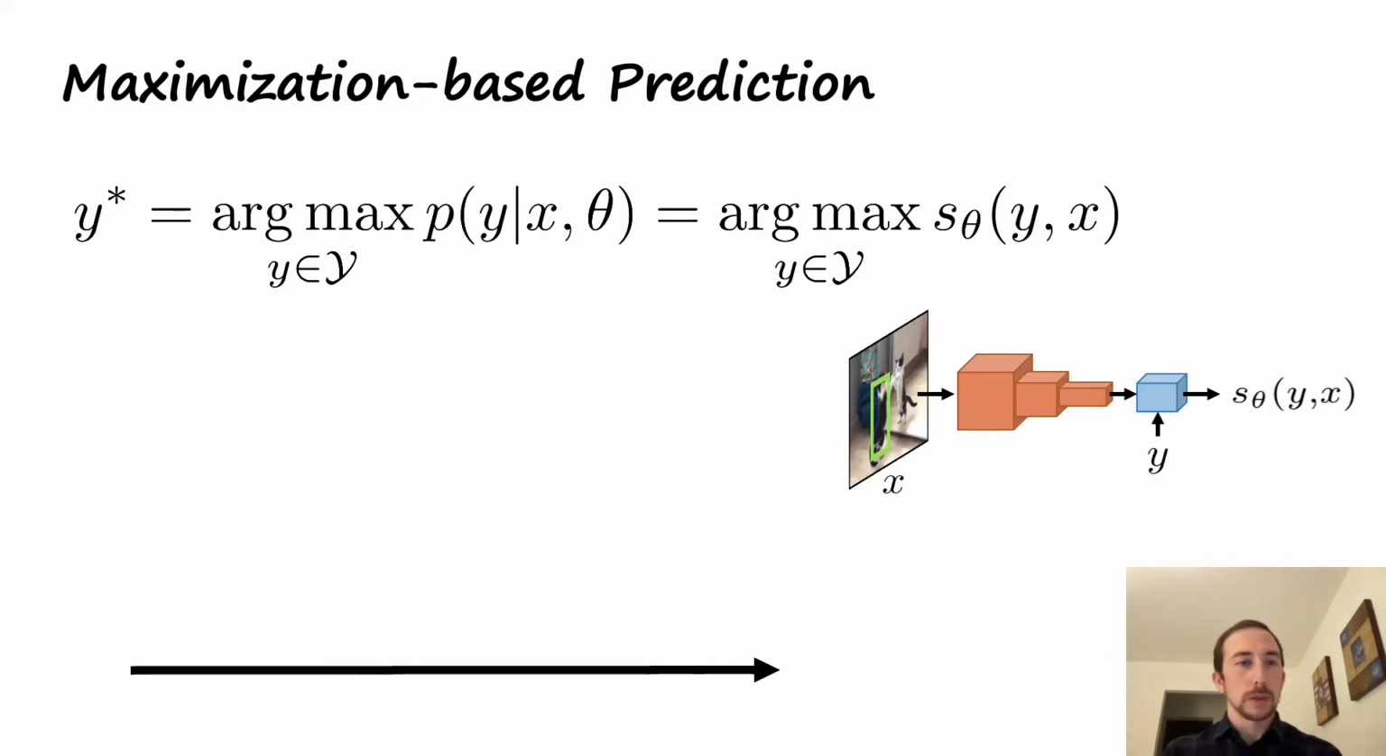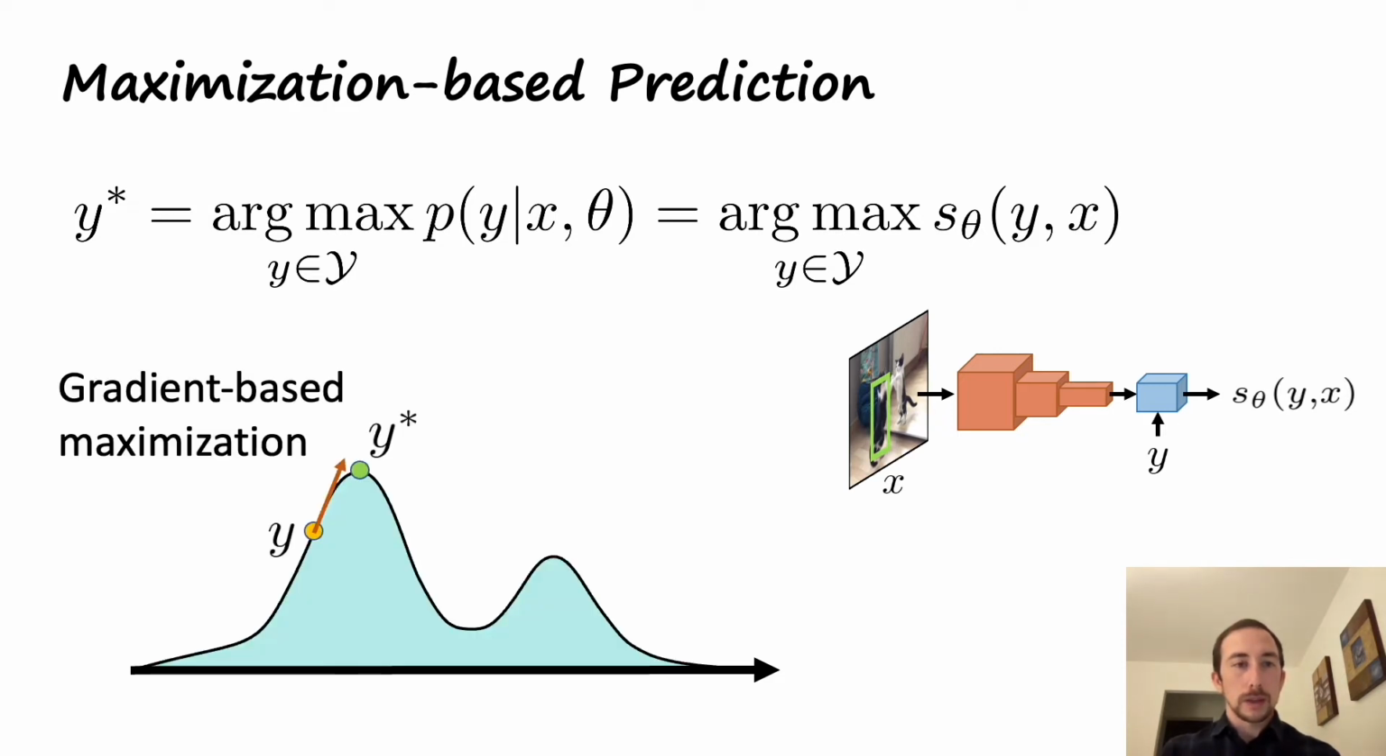For inference, we then compute the most likely output value y star here. And note that for doing that, we don't have to compute the normalizing constant of the energy-based model. We simply have to compute the maximum of the energy function. And similar to the IoUNet approach that I presented earlier, we use a gradient-based maximization strategy here.